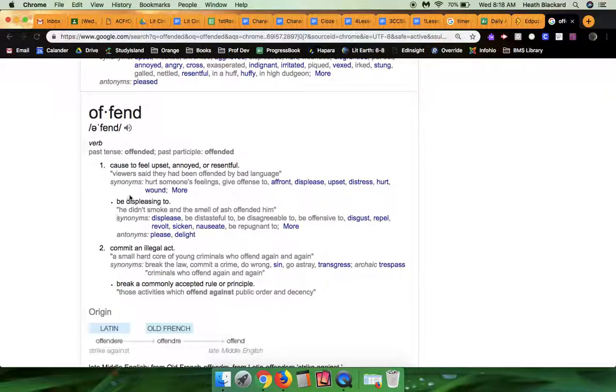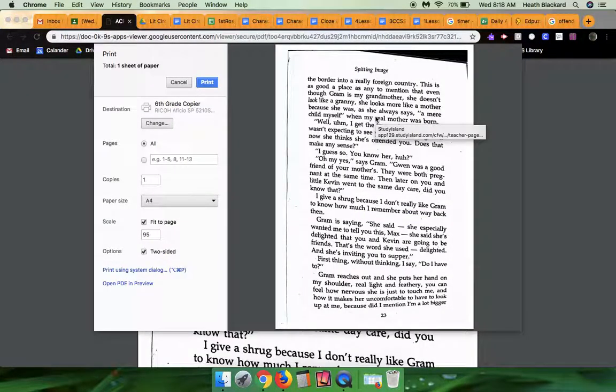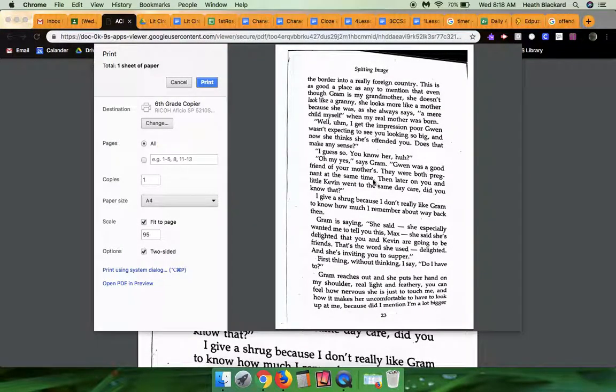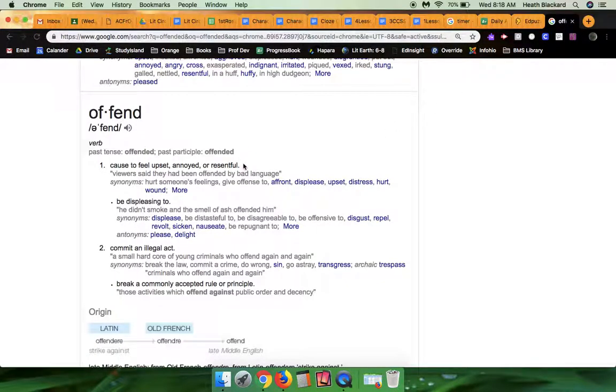So I'm going to go back, read the sentence again and get a feel for it. "I get the impression poor Gwen wasn't expecting to see you looking so big, and now she thinks she's offended you." So I've got to look at all these different definitions and figure something out. Cause to feel upset or resentful? Well, she said offended, which was a verb. Cause to feel upset or resentful. Commit an illegal act. Well, when I look at this sentence, it definitely doesn't feel like she's done something illegal. So I think the definition I'm going to use is the first one.